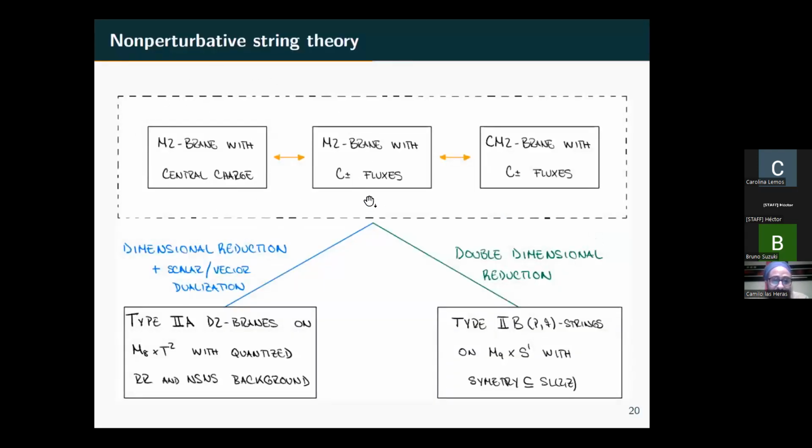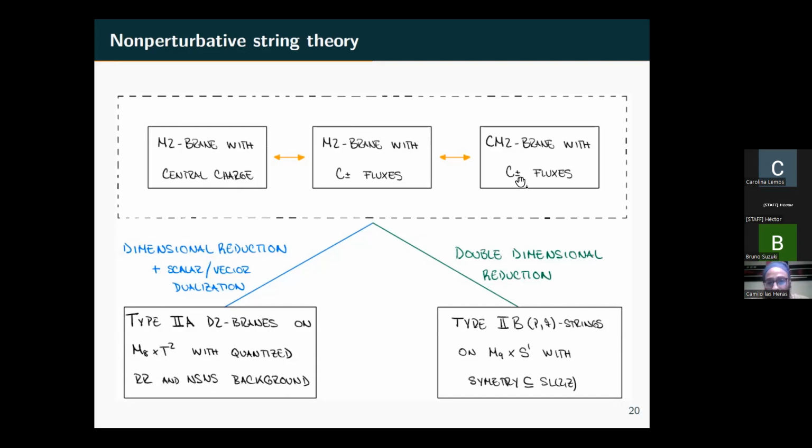And we did this in two different ways. The first way was to consider the dimensional reduction plus the scalar-vector dualization of these non-trivial sectors of M2 branes, and we found that by this process we were able to reproduce type 2A D2 branes compactified on a torus with some kind of non-trivial flux conditions on the worldvolume, and with some non-trivial gauge symmetries which are inherited from the 11-dimensional picture.